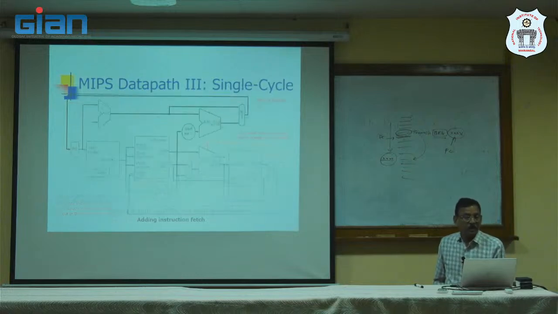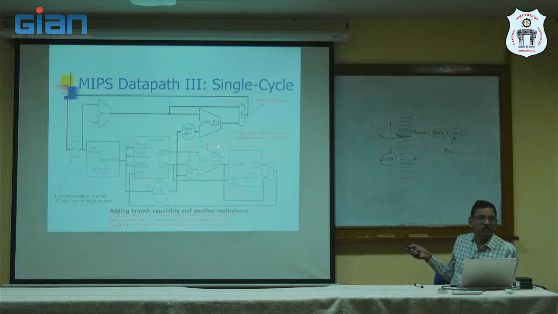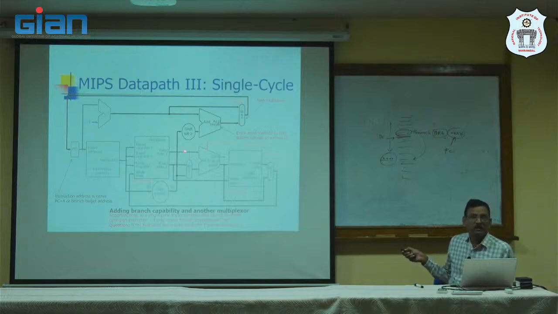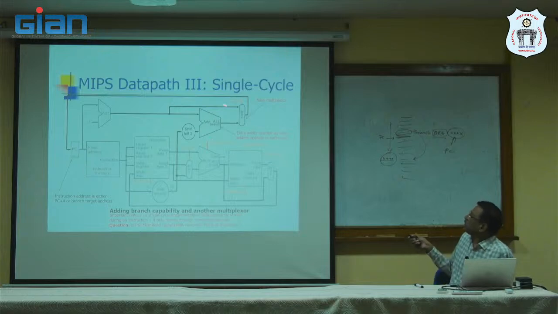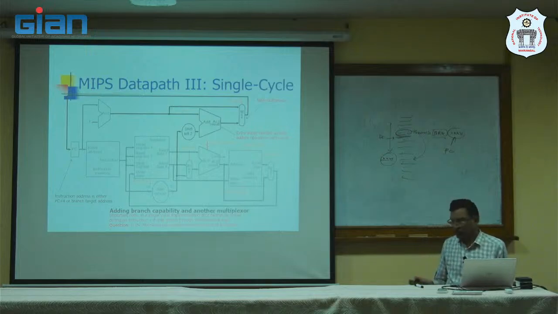The next is one more adder added here. One more extra adder. With the help of this adder, we can run J format instructions. The branch on equal instruction can also be executed with the help of this extra logic. So adding these three components, one shifter, one adder, and one multiplexer, to the data path, we are able to execute R format, I format, and J format instructions.